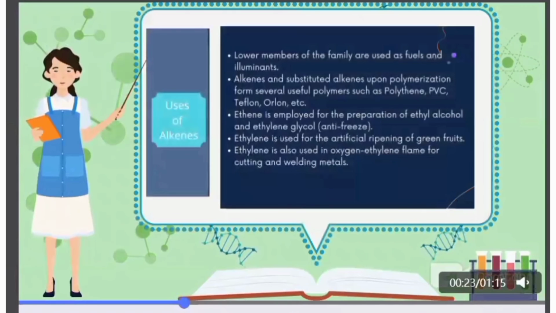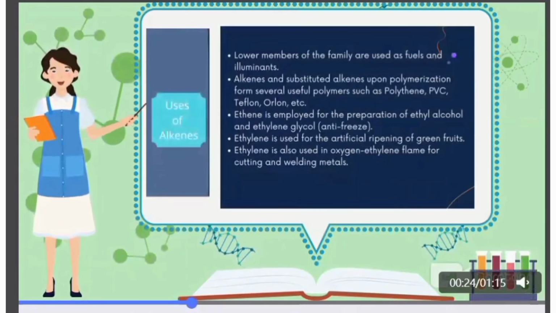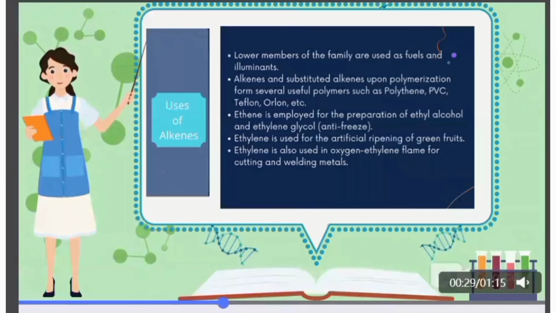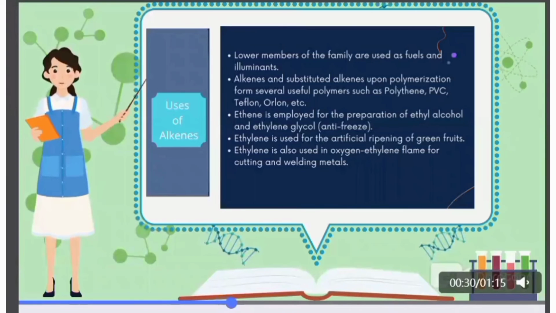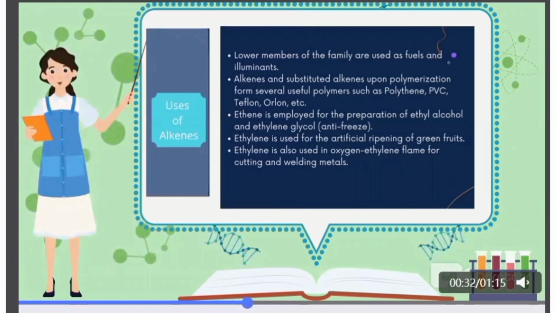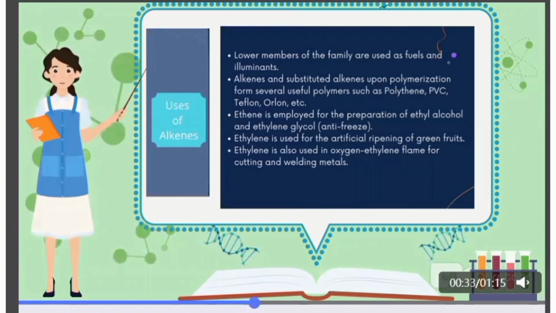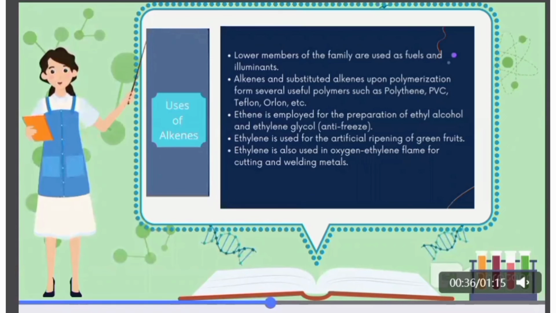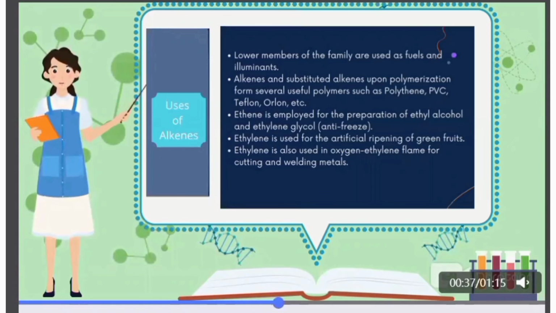Now, uses of alkenes. Lower members of the family are used as fuels and illuminants. Alkenes and substituted alkenes upon polymerization form several useful polymers such as polyethylene, PVC, Teflon, Orlon, etc. Ethene is employed for the preparation of ethyl alcohol and ethylene glycol antifreeze. Ethylene is used for the artificial ripening of green fruits, and ethylene is also used in the oxyethylene flame for cutting and welding metals.